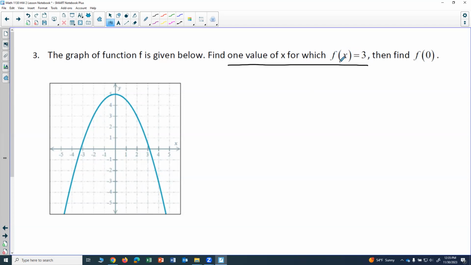So f of x represents the output. So f of x is used in place of y. So when I see this, this means for which y equals 3. So on my graph, I could look at the line y equals 3. And there are actually 2 points on the graph where y equals 3. So I have the point 2, 3, and I have the point -2, 3.